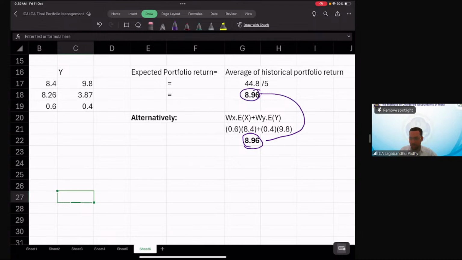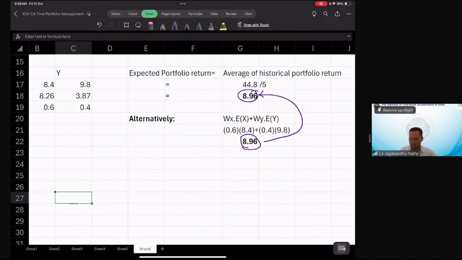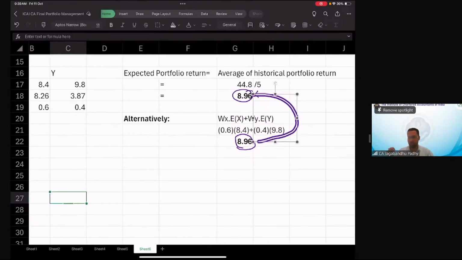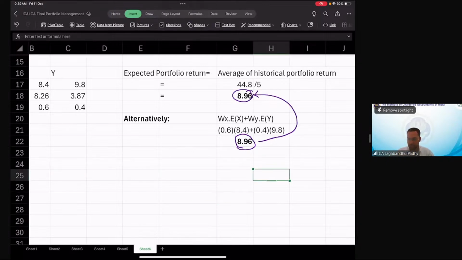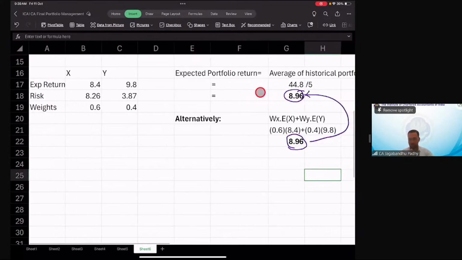So they are matching each other. There is no debate left as to which one is correct or incorrect. Both the methods, either you take the historical portfolio return and then you take the average, or you simply take the weighted average of the expected return, the answer is going to remain the same. In both the cases, we find that the expected return is one and the same.